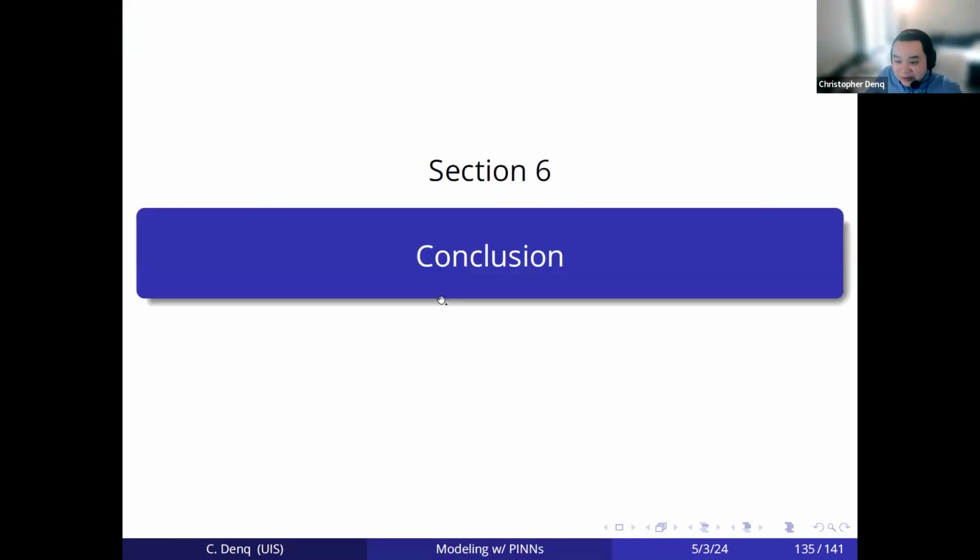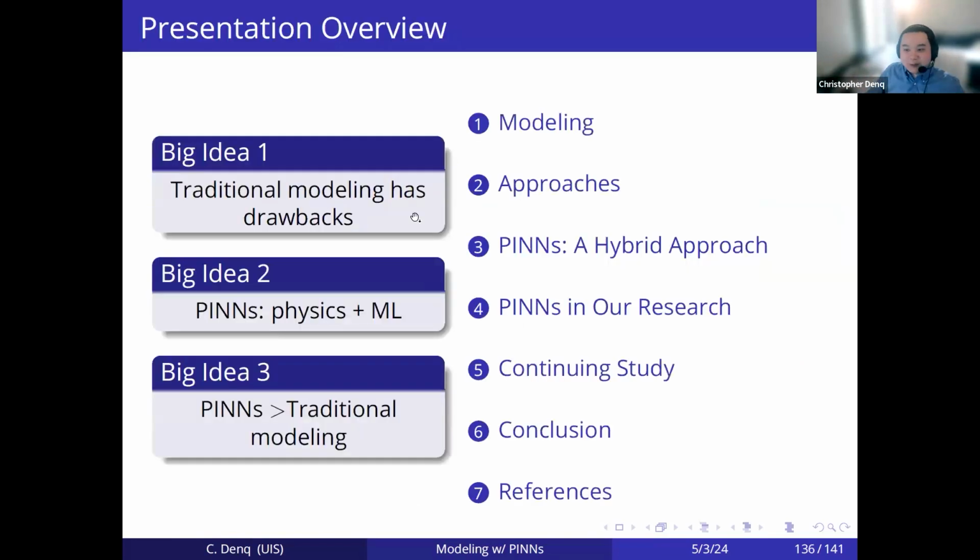And with that, I'd like to come to a conclusion, just to quickly summarize what we've talked about. The first big idea was traditional modeling, right? A physics approach and a machine learning approach. They both had drawbacks. The second big idea was that PINNs was a novel approach to this, right? It was that hybrid model that uses both the physics and the machine learning. And it turns out that that hybrid model actually does much better than the traditional method. We built into these three big ideas by talking about modeling, then the different approaches to modeling, talked about PINNs, how PINNs related to our research, and then talked about continuing study for PINNs.